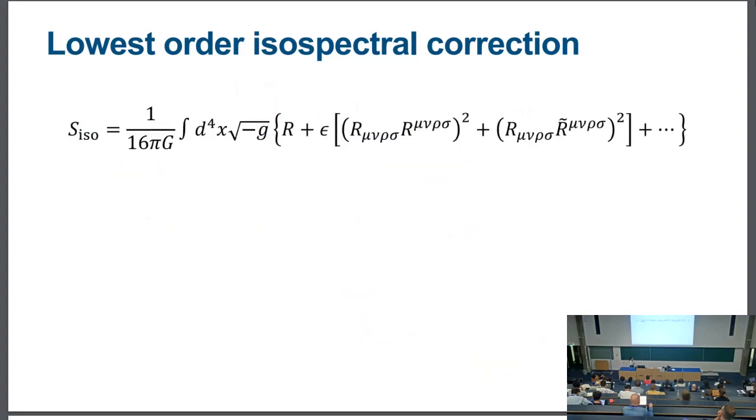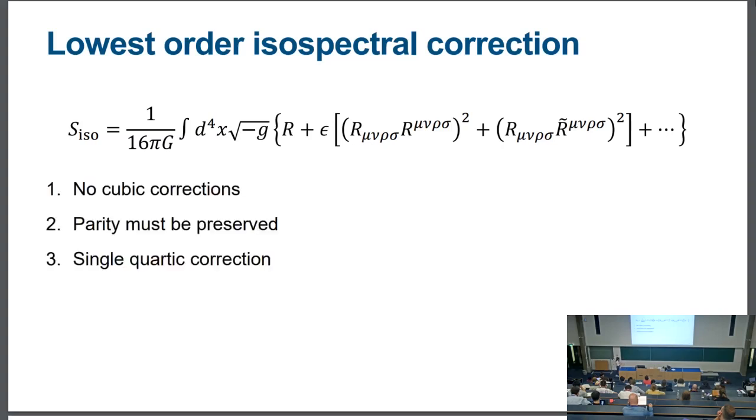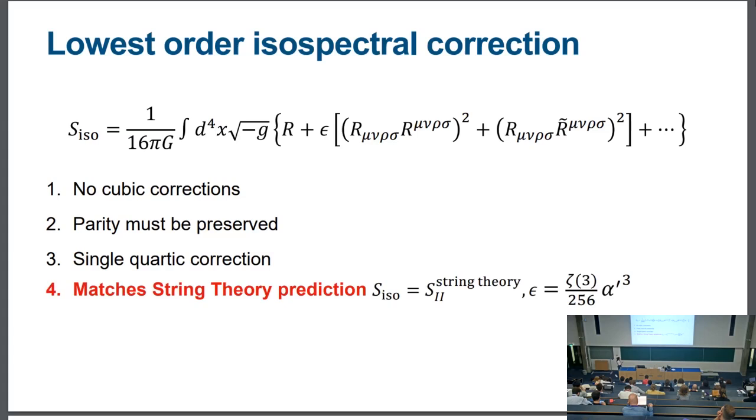Writing it out explicitly, you have a term that looks like Riemann squared, squared, and then Riemann tilde squared, where Riemann tilde is the Riemann dual. And then you have one coupling constant. So as I said, there are three properties: no cubic corrections, parity must be preserved, and a single quartic correction. And the last thing I want to say is that if you have a type II string theory in 10 dimensions, and you dimensionally reduce that down to 4, you end up getting these two terms.